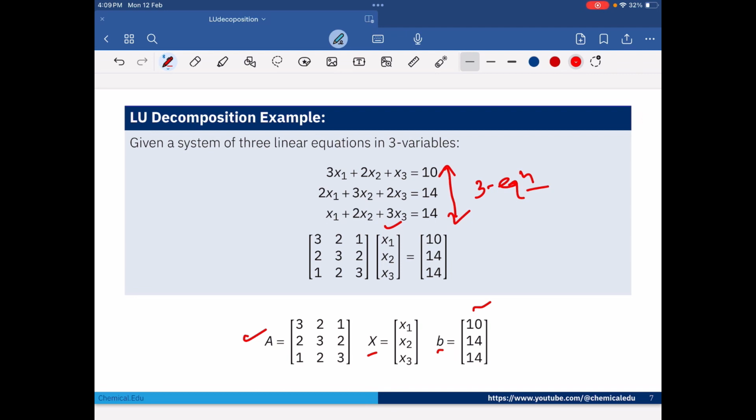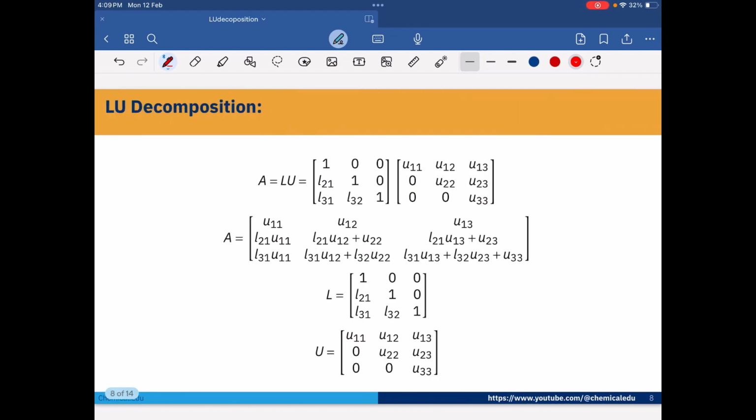Now the first job is we have to find the lower and upper triangular matrix. So how do we do that? We know that A is nothing but LU, L into U. So we are taking the lower triangular matrix and the upper triangular matrix, and that will give us A.